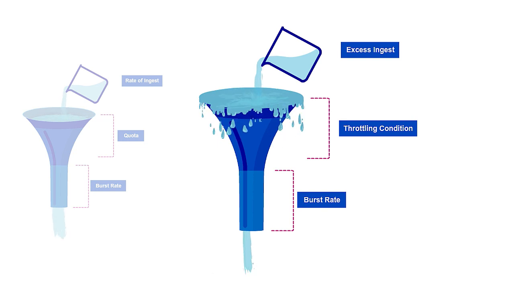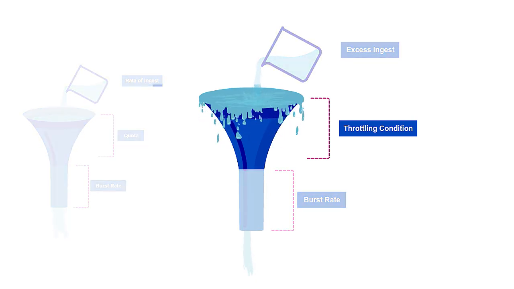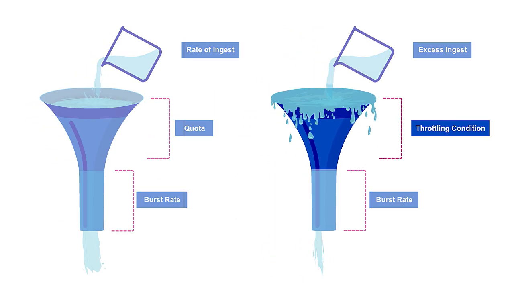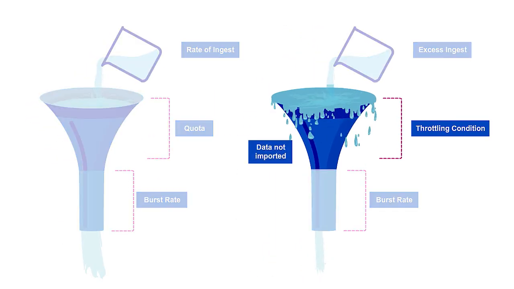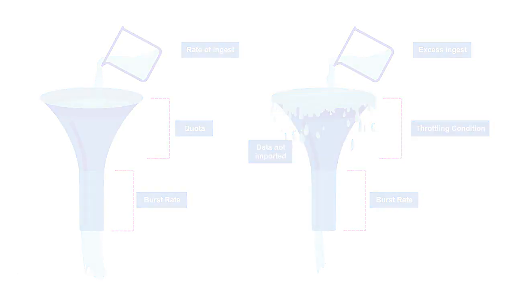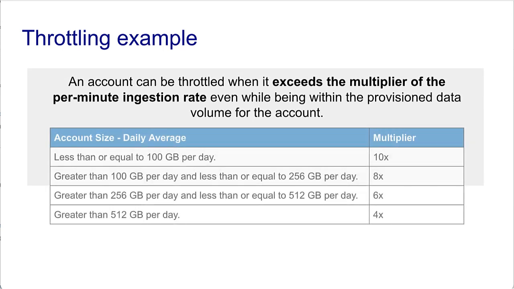But once you get to the top, where the quota is maxed out, if the rate of ingestion is still bigger than your burst rate, and is now going to cause your funnel to overflow, this is when throttling will start to occur. Throttling is not related to the volume of data being ingested, but rather the data rate for an account. An account can be throttled when it exceeds a given multiplier of the per-minute ingestion rate, even while being within the provisioned data volume for the account.